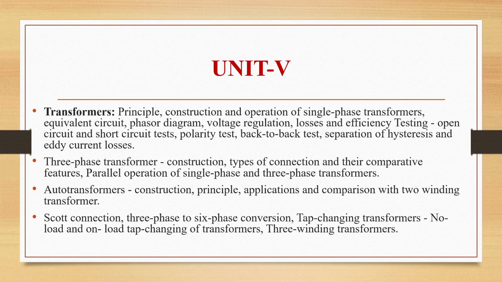Losses and efficiency. Two types of losses, iron and copper losses, are there in a transformer. Then efficiency we have seen. Efficiency is output power by input power. We have seen the condition for maximum efficiency.